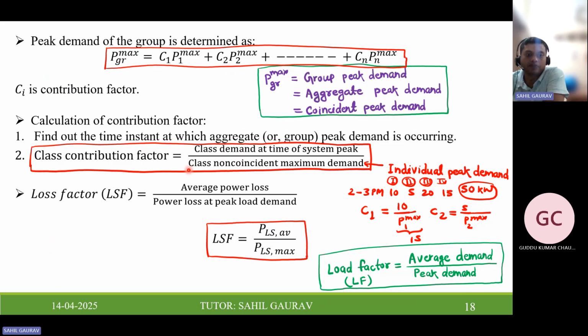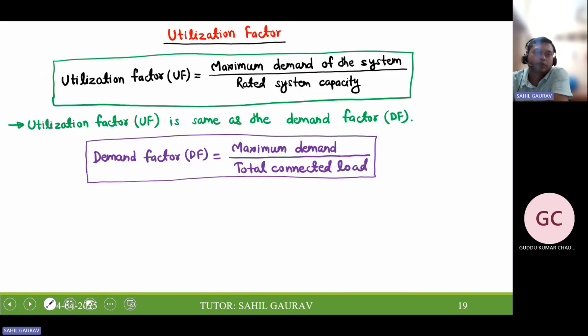Now loss factor is the average power loss upon the power loss at peak load demand. Loss factor is similar to load factor, where load factor is the average demand upon peak demand, while for loss factor it is the average power loss upon peak power loss. And then we have utilization factor. Utilization factor is the maximum demand of the system upon the rated system capacity, and utilization factor is the same as the demand factor. We know that demand factor is maximum demand upon total connected load.